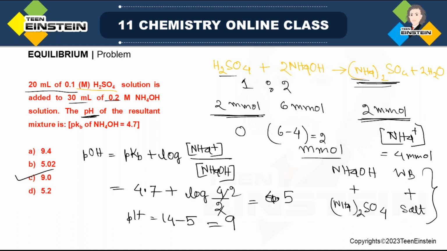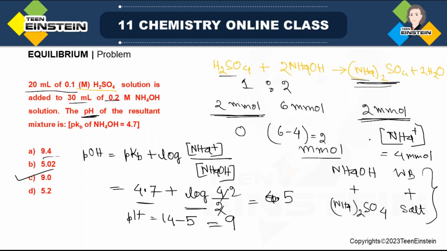So here if you make this mistake, if you make both of these the same, the answer will be wrong. Though it is true that even if you make the log term 0, you will get 4.7, right? So when you subtract it from 14, you will get the wrong option. Okay, so be very careful.